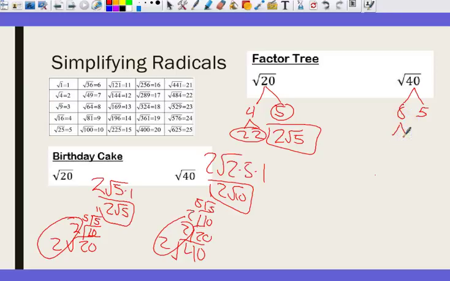5 is a prime number. 8 is divisible by what? 4 and 4 is divisible by? How many pairs do we have? We have a pair here and no other pairs. It goes on the outside. What's left over? A 2 and a 5. 2 times the square root of 10. Is that the same answer here? Sure is. Does anyone want to try to give me a number and try to beat me to it?